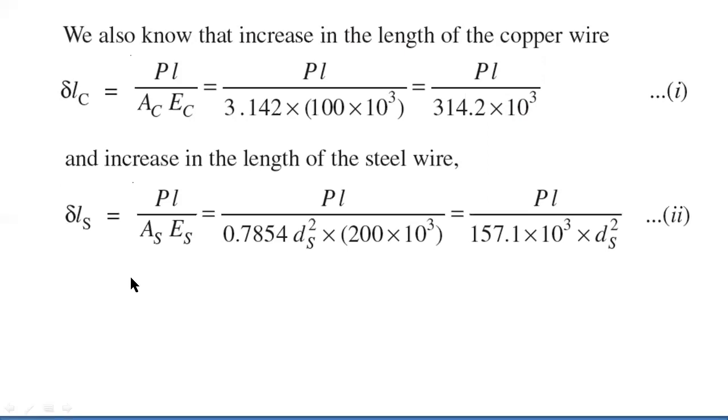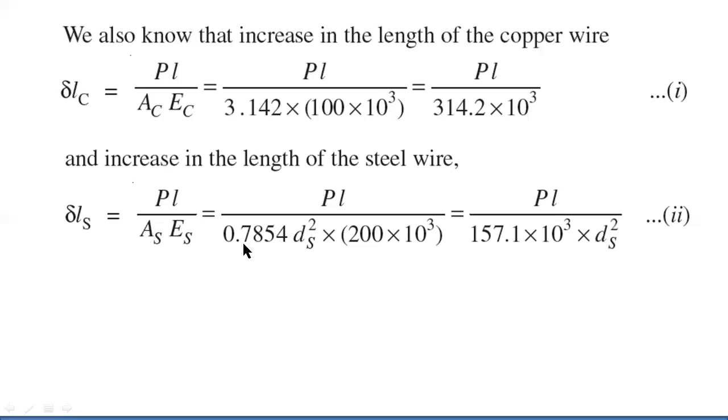So here the change in length for the steel wire is equal to load into length: the load acting on the steel wire, the length of the steel wire, divided by the cross-sectional area of the steel wire into Young's modulus of the steel wire. Substitute all these values, then you will get the equation. Here also load and length are both unknowns, and the area of the steel wire is in terms of the diameter of the steel. So ds is also an unknown value.